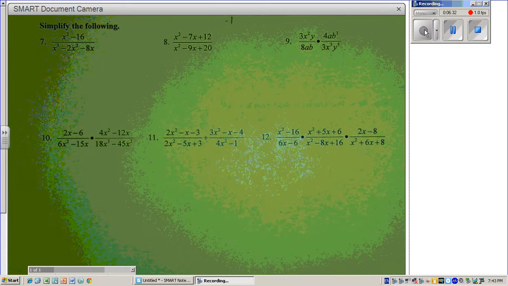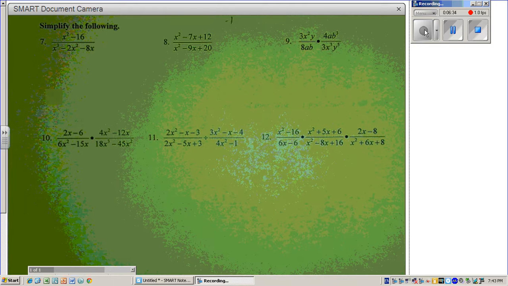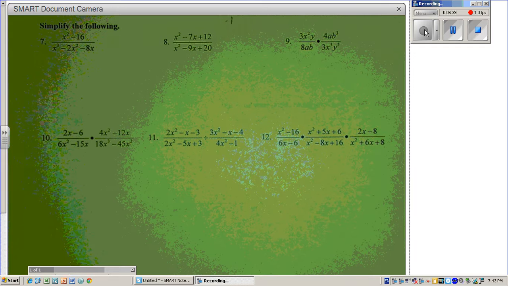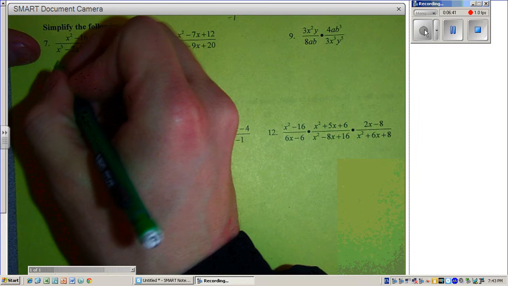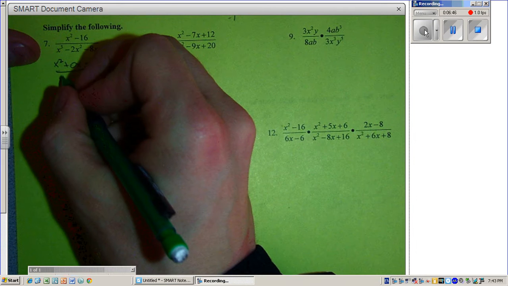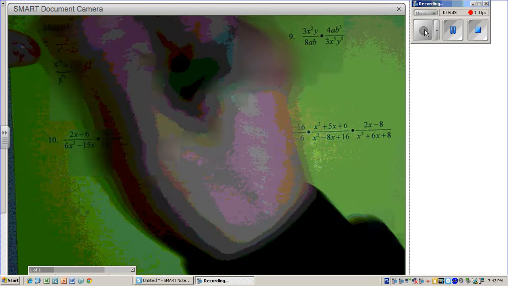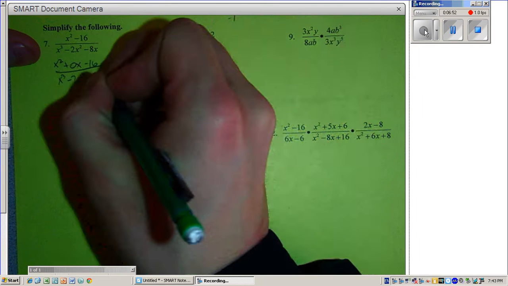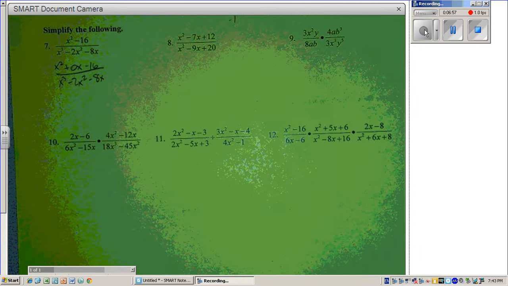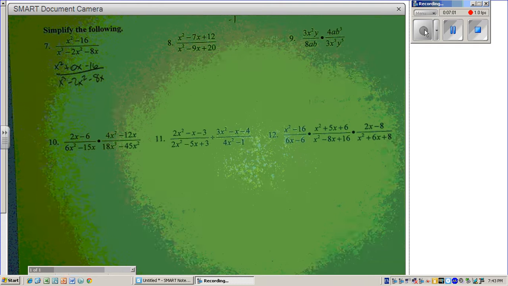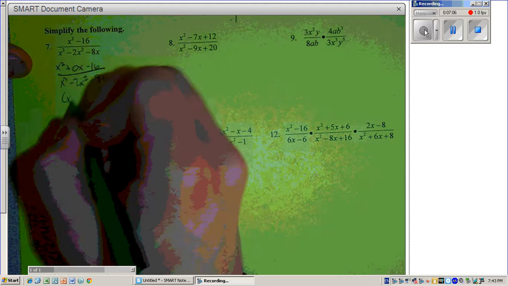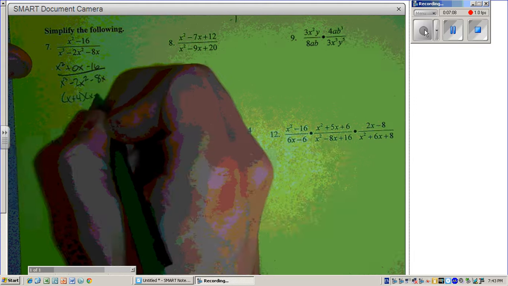So if I start looking at number 7, okay. Now the way we did it in our class is I rewrote it as a trinomial with all 3 terms in front of us. So my numerator is going to look like x squared plus 0x minus 16 over x cubed minus 2x squared minus 8x. Okay, the reason why I did that is so my students can see that we need 2 numbers that multiply to negative 16 and add to 0. So the way we factor that is we factor it into x plus 4 times x minus 4.